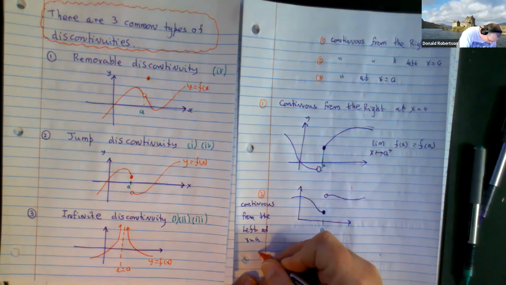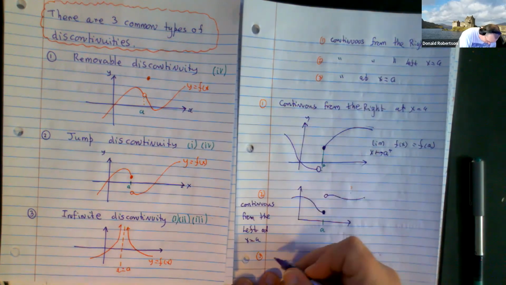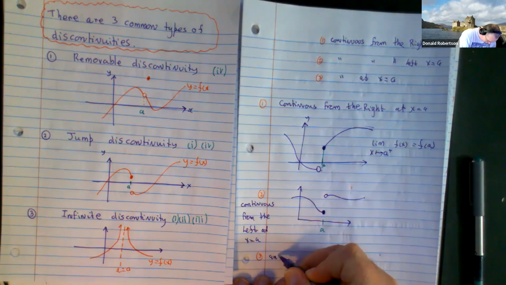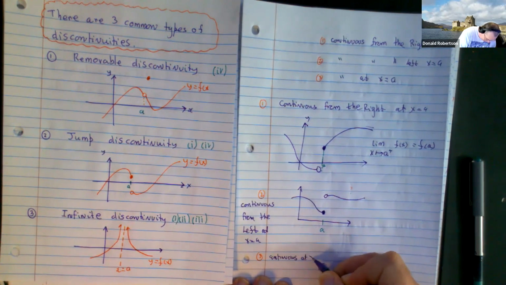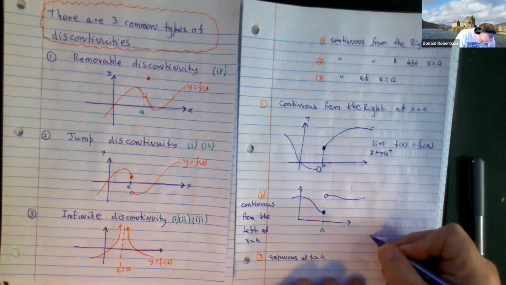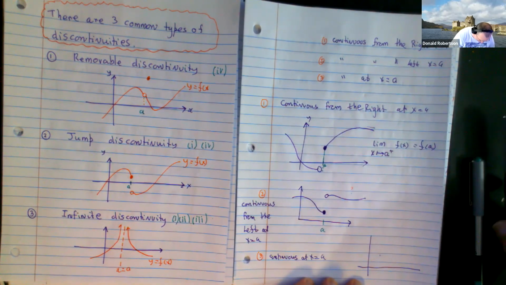And we already know what an overall continuous function looks like, which is that. So if you just say a function is continuous at x equals a, you would mean something like this.